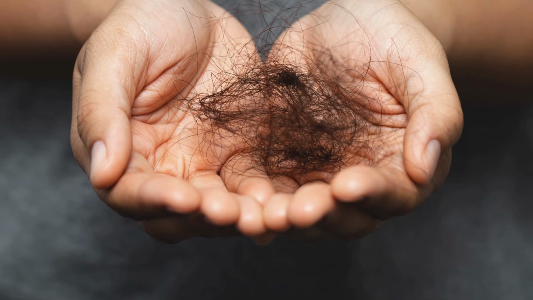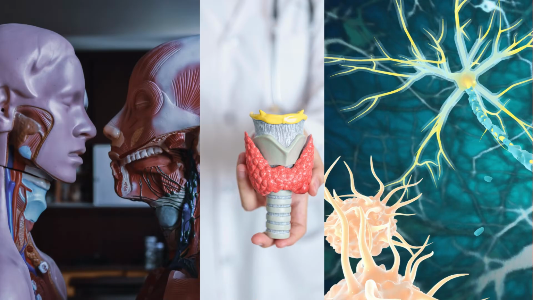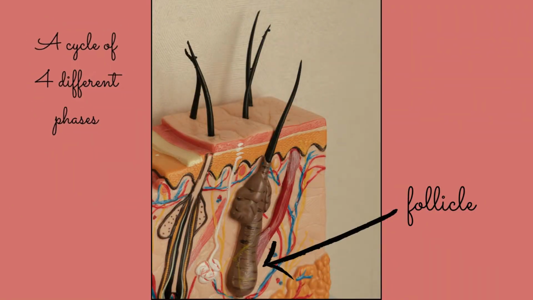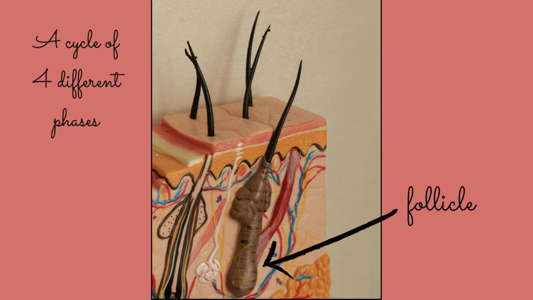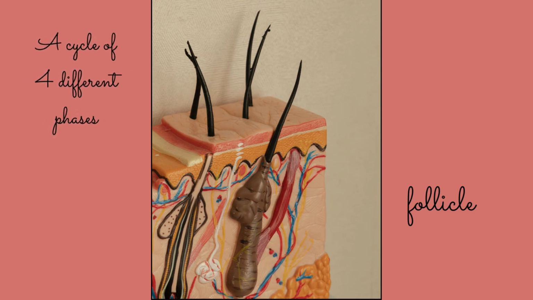Now, let's talk about the hair growth journey. Your hair is dead and it is made up of dead cells. Your circulatory, endocrine, and nervous systems are all needed to grow hair. Each hair grows out of a living follicle that cycles through 4 distinct phases on a regular basis.